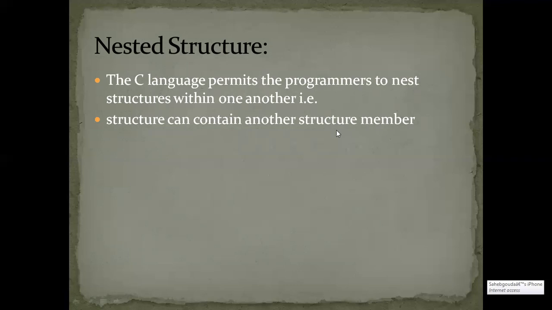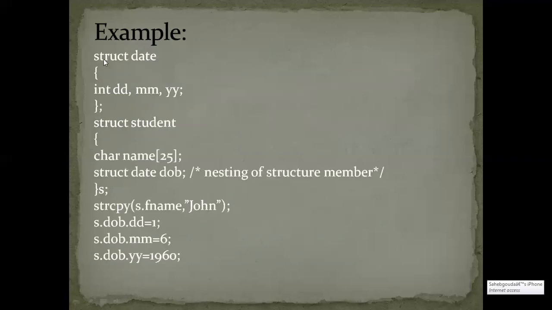So how does this work? Struct date. Here date is one structure, and in the date we have int date, month and year. Understood this? The other structure is student. Within this student structure, I'm going to use the other structure, that is date. Date I have already defined here as one structure.